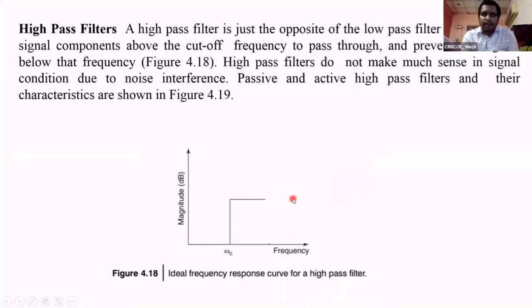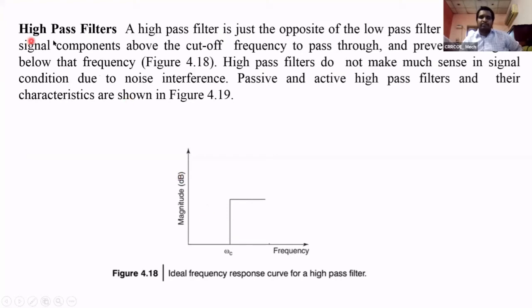Next one is high pass filters. Here the filter allows the frequency beyond the cutoff frequency. Suppose in the previous case we are allowing the frequency below this omega c, meaning lower frequencies are allowed through the filter. But in case of a high pass filter, only the frequency above this omega c is allowed, meaning only high frequencies are allowed. Low frequencies are restricted, rejected from the filter.